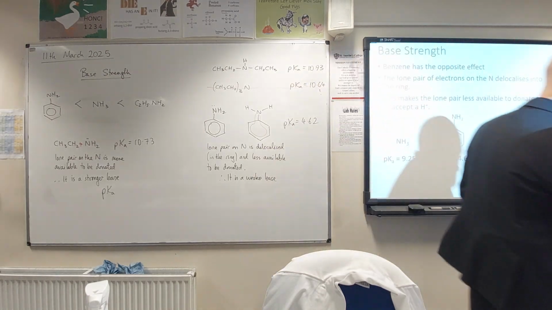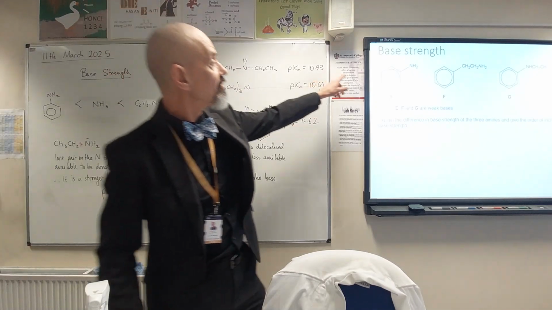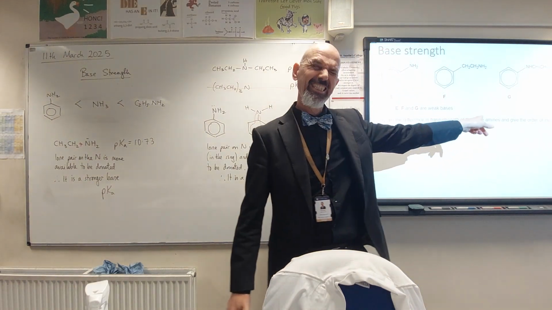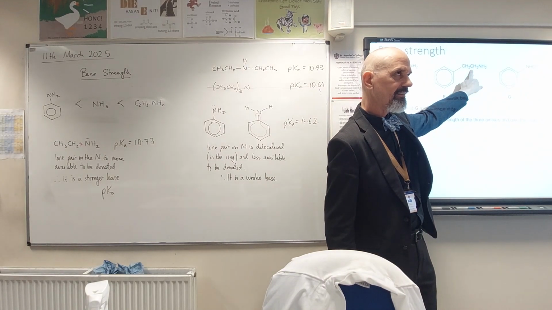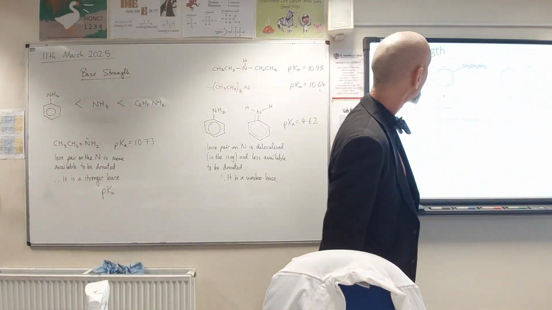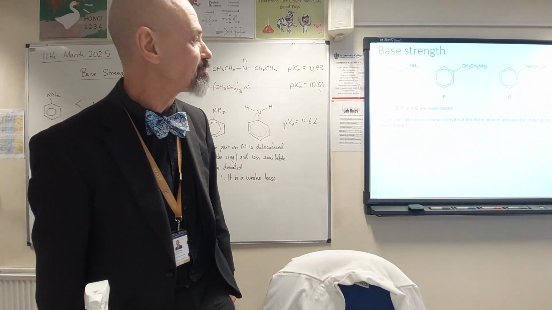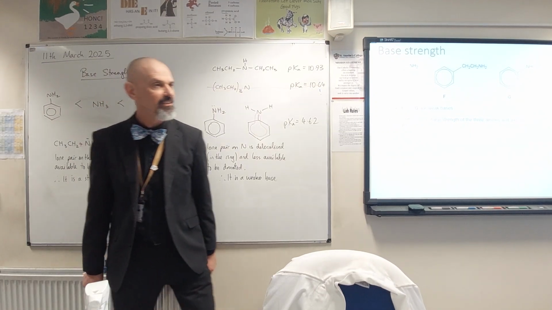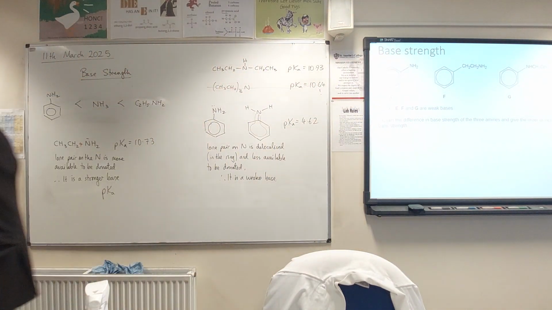Right. So here's a fairly standard question on base strength. Don't know whether you can read that, but we've got three bases. Just the phenylamine, phenylaminoethane, and phenylethylamine. You have to put them in order of increasing base strength and explain the difference in base strength of those three amines. Could you do that for me now, please? It's worth some marks. 6 marks. That's a good question.